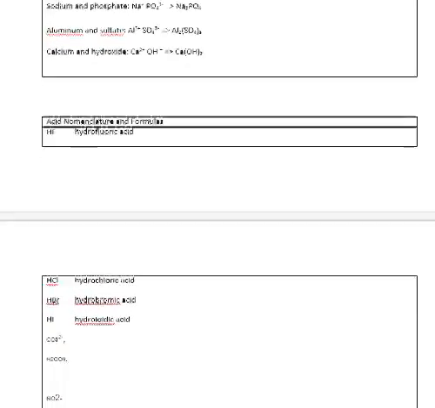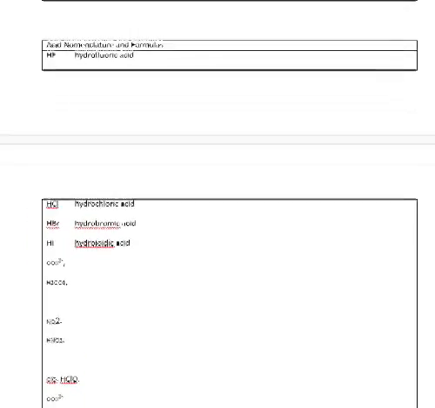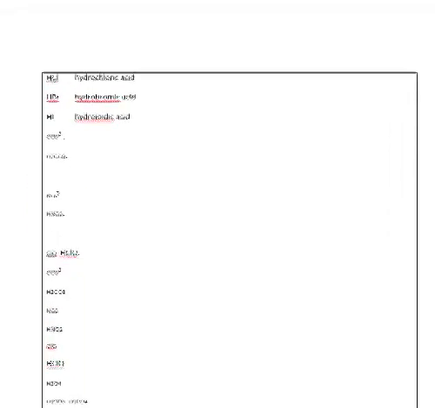Acid nomenclature and formulas. HF, hydrofluoric acid. HCl, hydrochloric acid. HBr, hydrobromic acid. HI, hydroiodic acid.